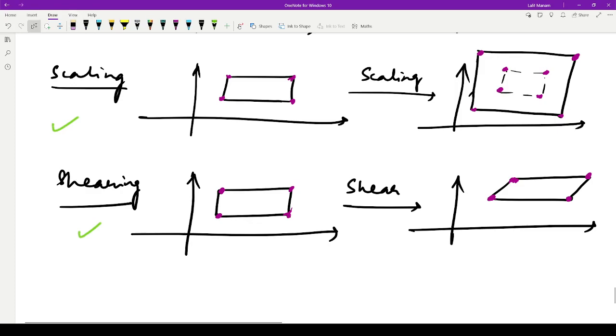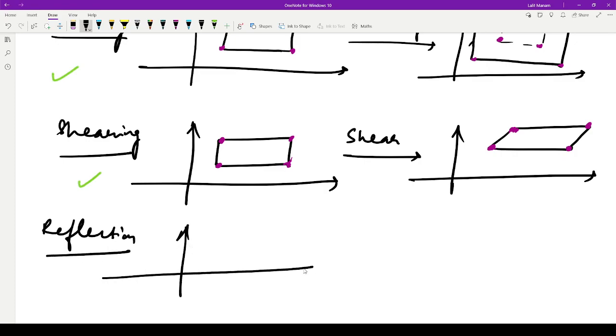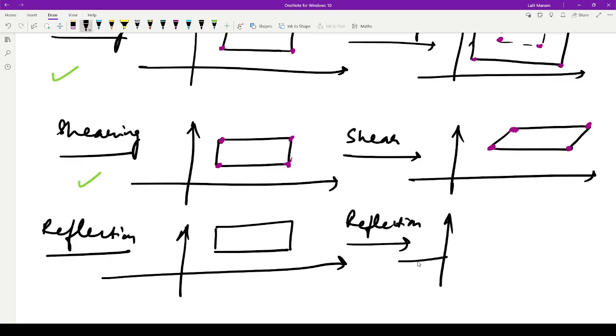And the last one is what? Reflection. So if I reflect it with respect to the x-axis, what do you think? It will be on minus y. It will turn somewhere around here, but then you see that the extreme points are still the same. Extreme points remain extreme points.